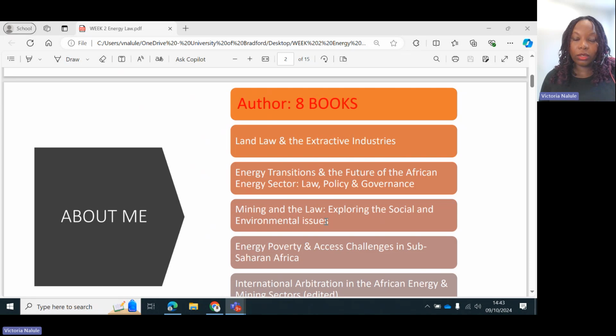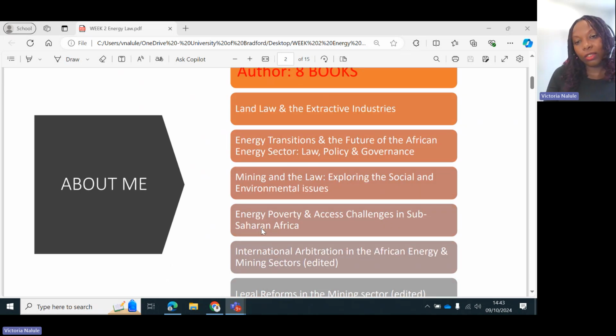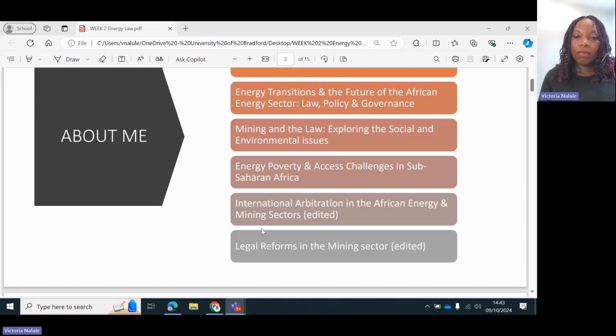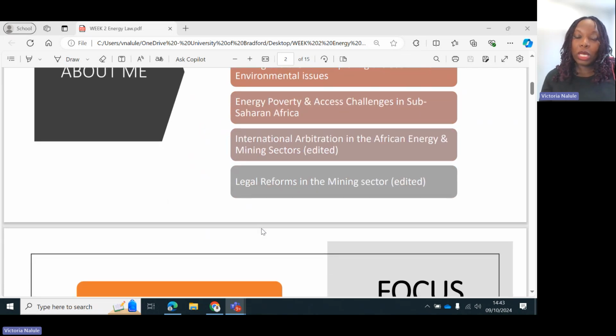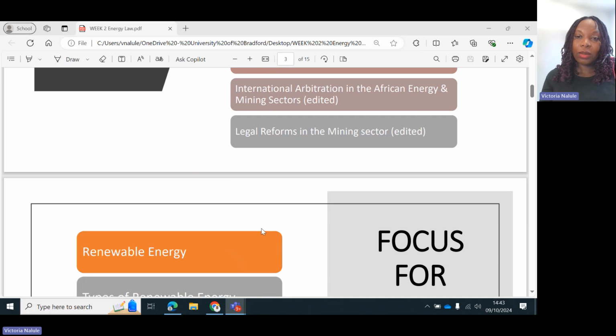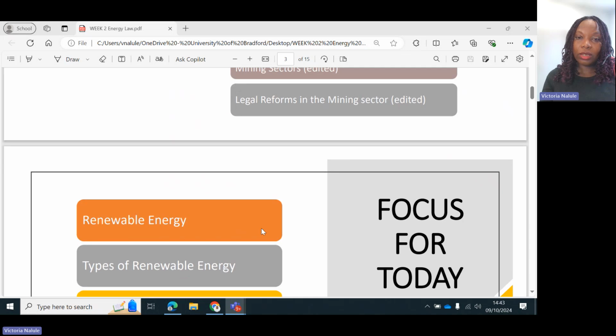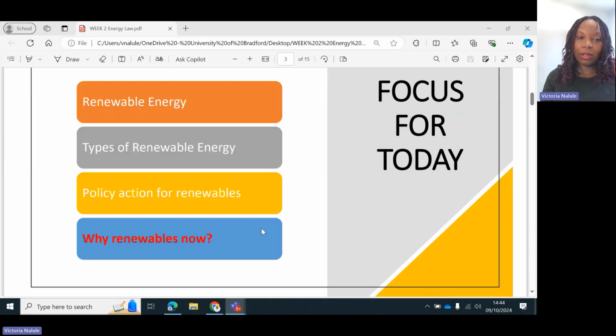The recent book talks about renegotiating extractive contracts in the energy transition, but I also have a book on land law and extractive industries. I have a book on the energy transition and the future of the African energy sector. I have a book on mining and the law, which explores the social and environmental issues. There is also a book on energy poverty and access challenges in sub-Saharan Africa. I have a book focused on international arbitration in the African energy and mining sector. And also there is a book that talks about legal reforms in the mining sector.